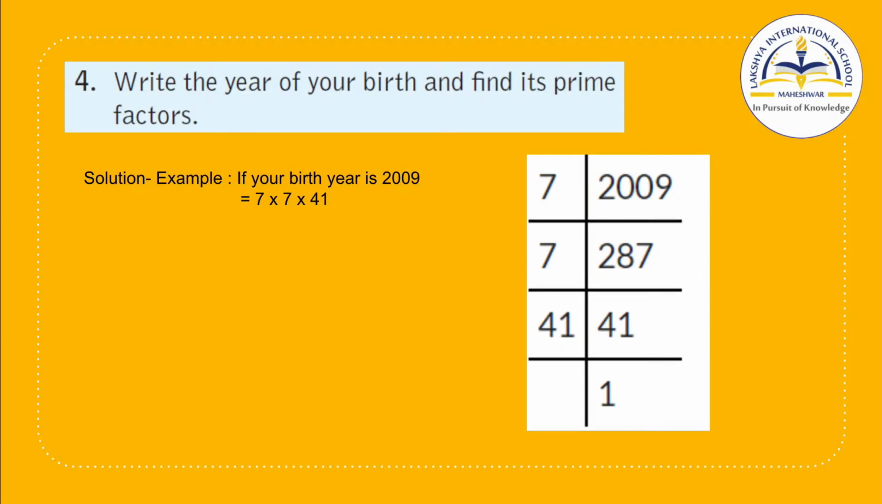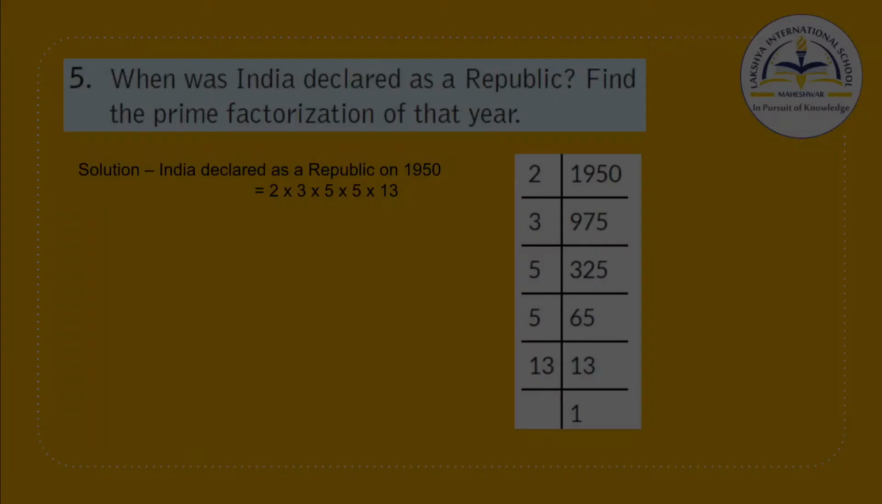Now question number 4, write the year of your birth and find its prime factors. Here for the same you have to find out for your birth year. Here I have given the answer for 2009. In the same manner you have to find it according to your birth year.